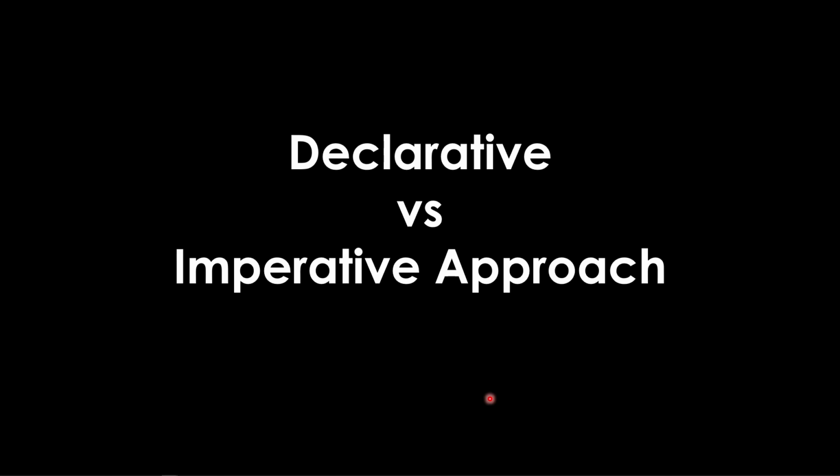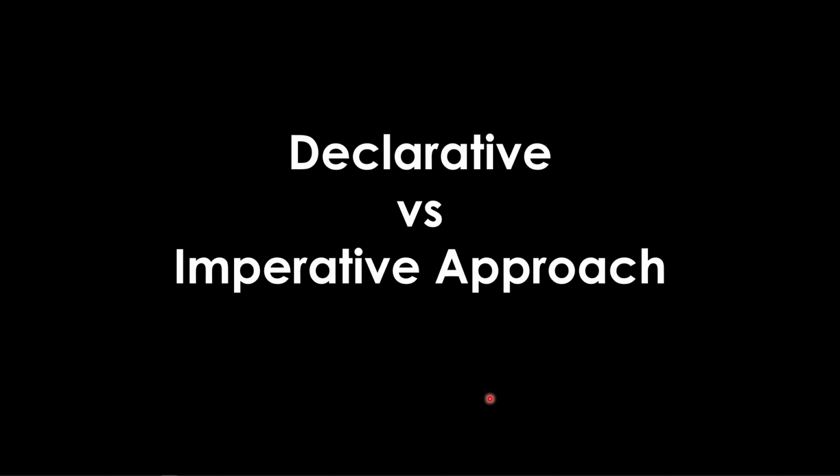Now let's explore the difference between declarative and imperative approaches in Terraform. So first, let's discuss the declarative approach. Terraform allows a declarative approach where users define the desired state of infrastructure without specifying the step-by-step process of achieving it. Basically, Terraform determines the actions required to reach the desired state based on the configuration provided in the configuration files.